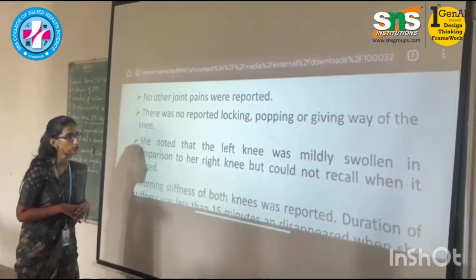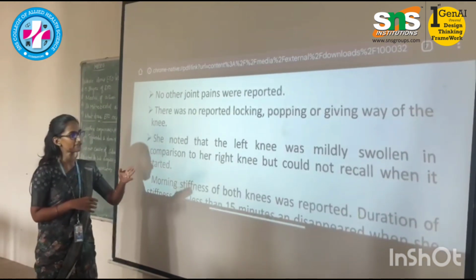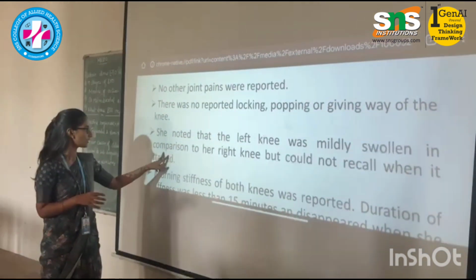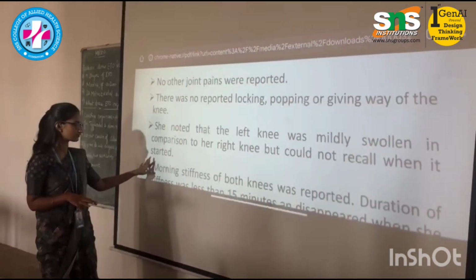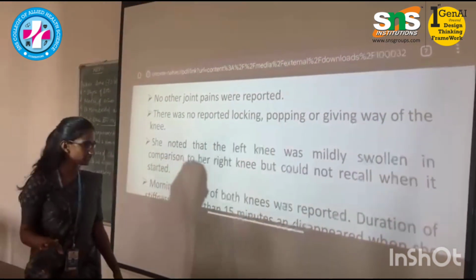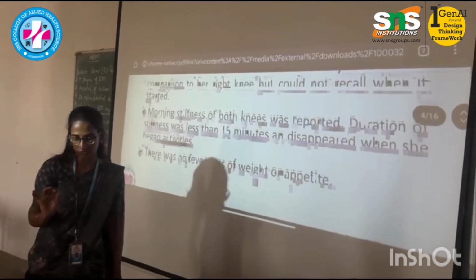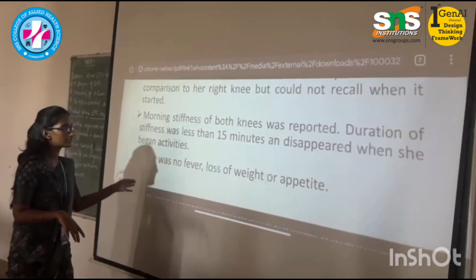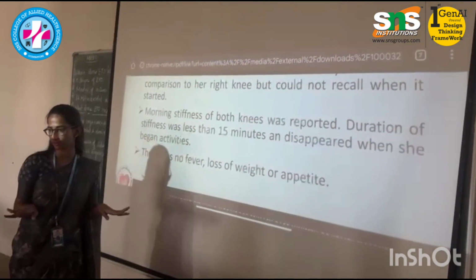There was no reported locking, popping or giving way of the knee. She noted that the left knee was medially swollen in comparison to her right knee, but could not recall when it started. Morning stiffness of both knees was reported. The duration of stiffness was less than 15 minutes, and it disappeared when she began activities. There was no fever, weight loss or loss of appetite.